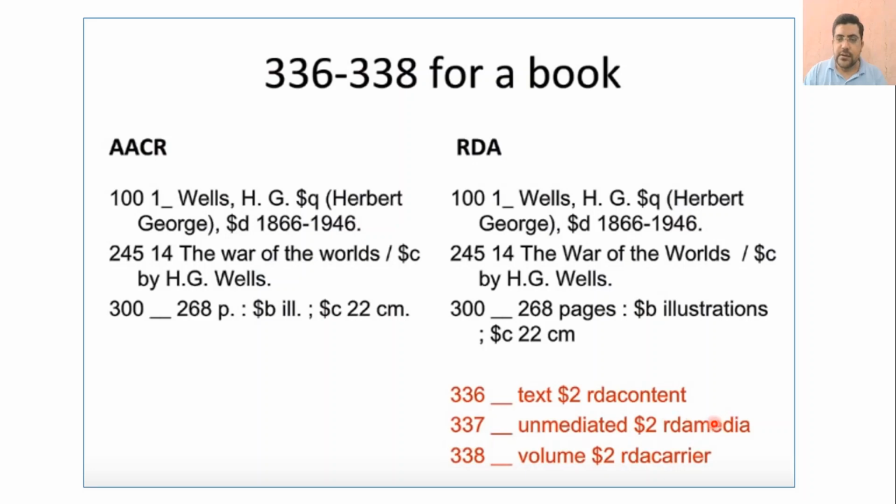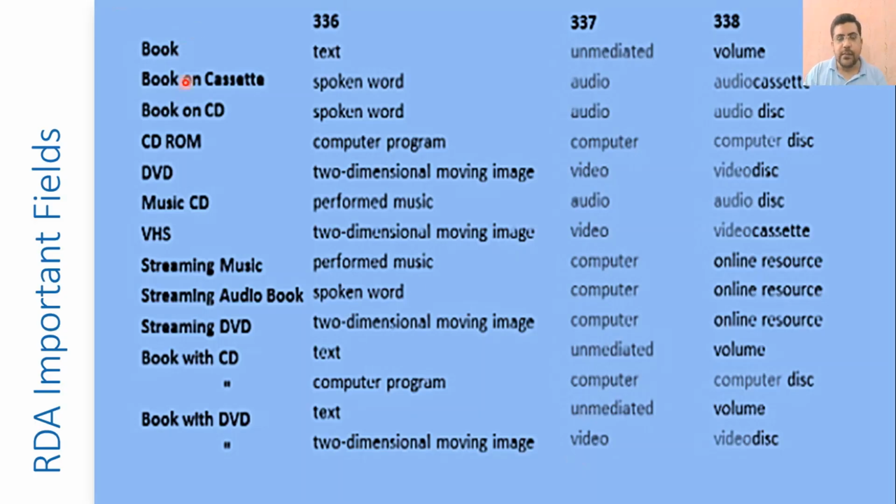Then the media, RDA media. What is actually the media for this particular source? It's actually unmediated. There's no media required for a book. And then 338 is actually for carrier. So carrier would be volume. So let me tell you more about this field.